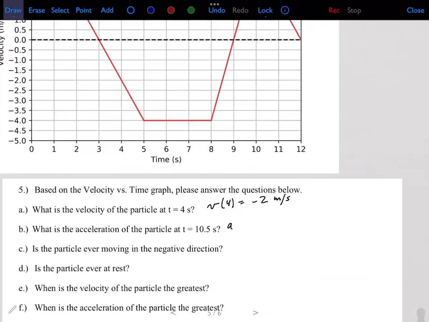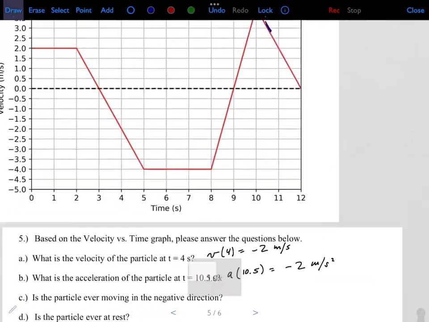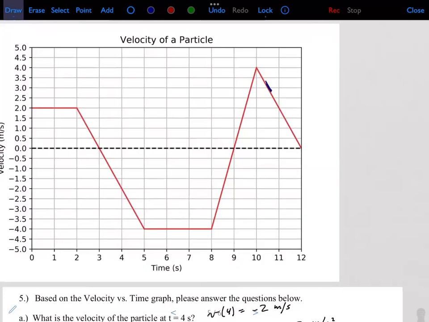So acceleration at 10.5 is -2 meters per second squared, right? It's an acceleration. Is the particle ever moving in the negative direction? Well, to determine that, it's where the velocities are negative, right? And now be careful. We're not looking at slopes to answer this. We have a velocity versus time graph. I just have to look directly at where the velocity is negative.